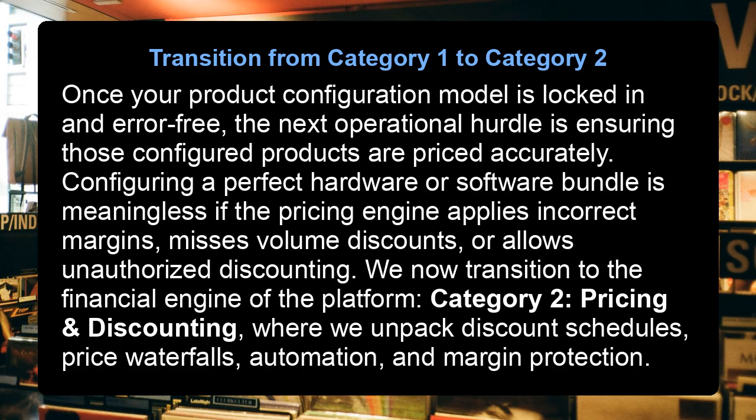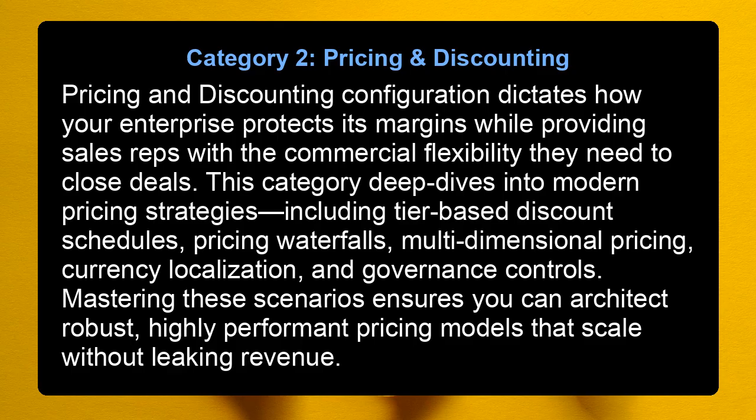Category 2. Pricing and discounting, where we unpack discount schedules, price waterfalls, automation, and margin protection. Pricing and discounting configuration dictates how your enterprise protects its margins while providing sales reps with the commercial flexibility they need to close deals. This category deep dives into modern pricing strategies, including tier-based discount schedules, pricing waterfalls, multi-dimensional pricing, currency localization, and governance controls. Mastering these scenarios ensures you can architect robust, highly performant pricing models that scale without leaking revenue.